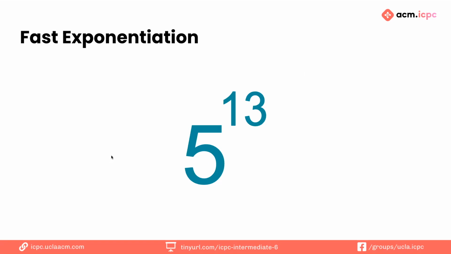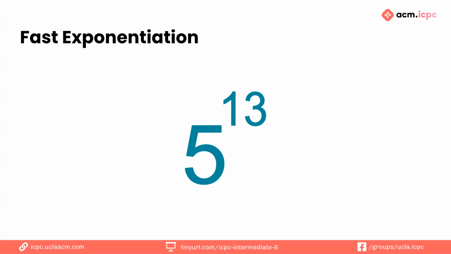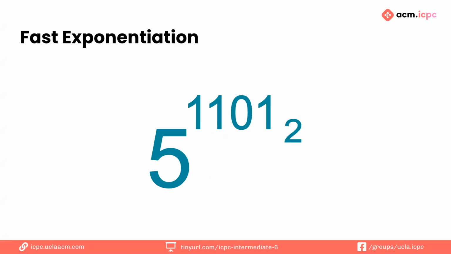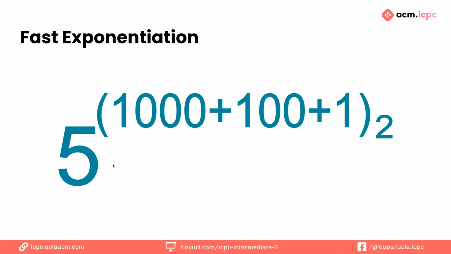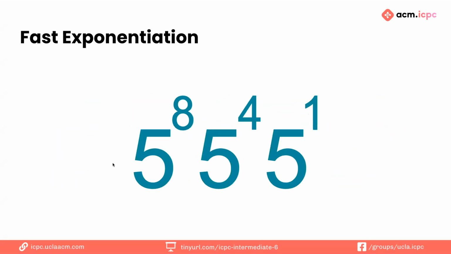So let's look at another example, for example 5 to the 13th power. We first write 13 in binary, which is 1101, and then we write it as a sum of 1 and several 0s. Then we split it into powers and write them in decimal, which is 5 to the 2 to the 3rd power times 5 to the 2 to the 2nd power times 5.